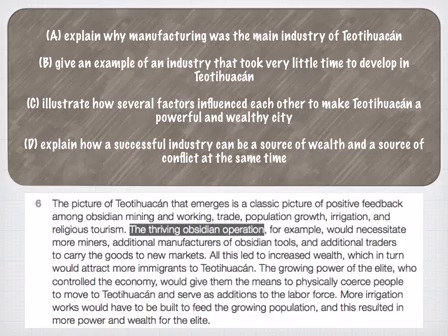There's also religious tourism, there's trade, and there's the idea of population growth, where people were coming in and bringing more money in by working more, paying more taxes, and bringing more money in. So I think here that the answer choice C, to illustrate how several factors influenced each other to make Teotihuacan a powerful and wealthy city, is the most likely answer choice that we can give here. And it is actually the answer.